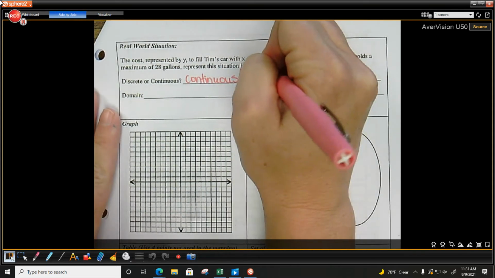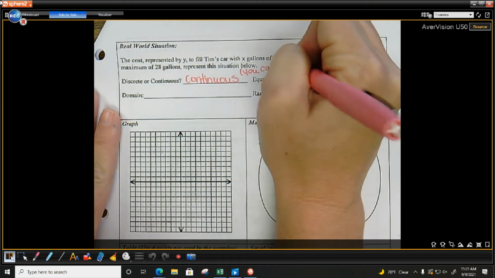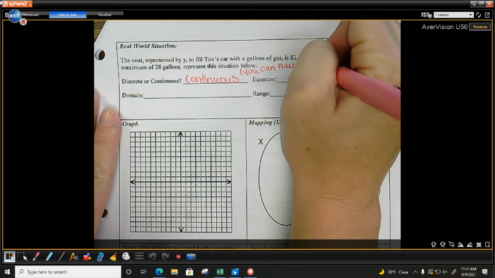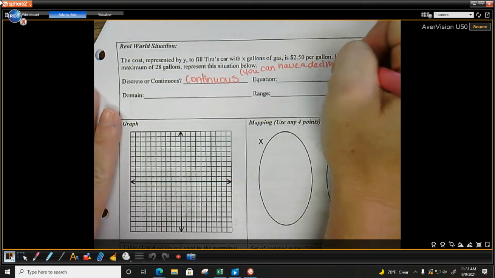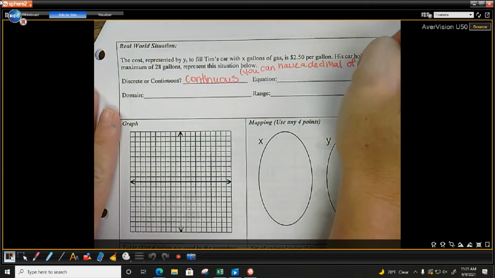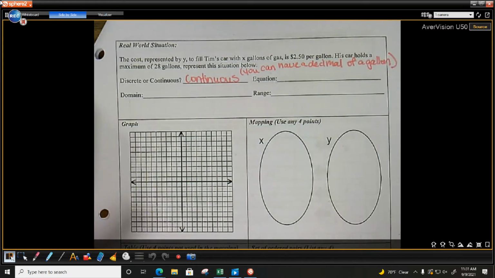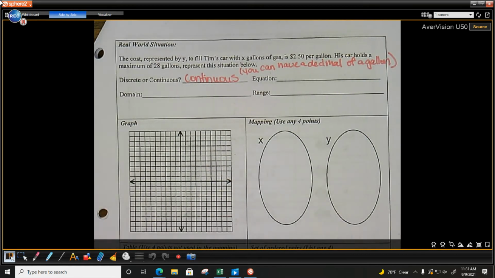You can have a decimal of a gallon. You can have a decimal of it, it's going to be continuous. Okay?